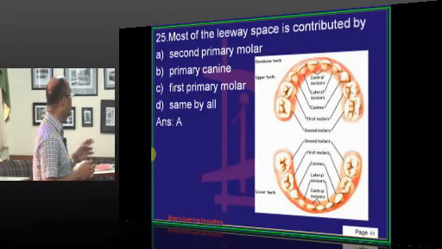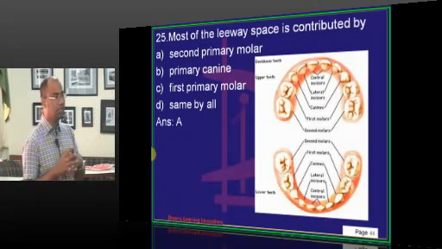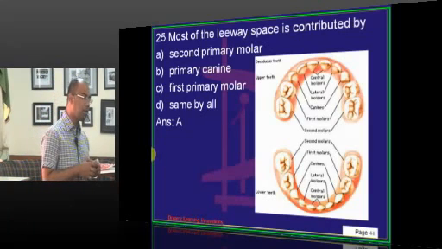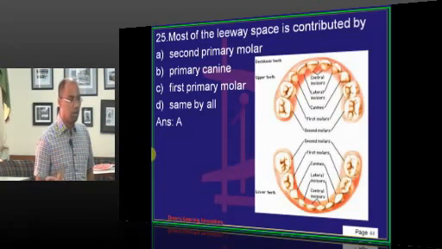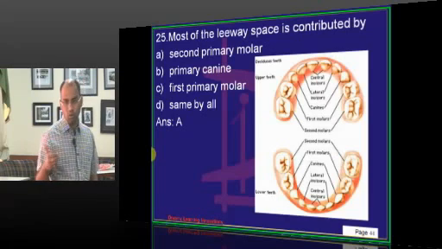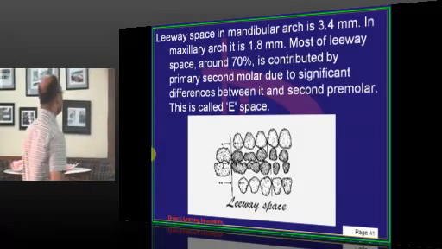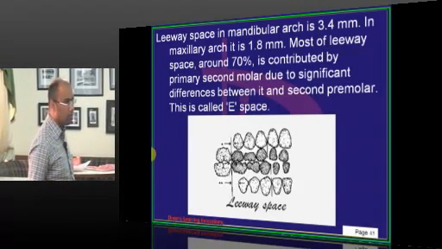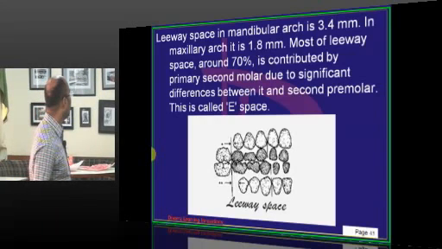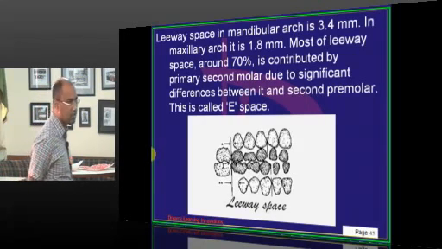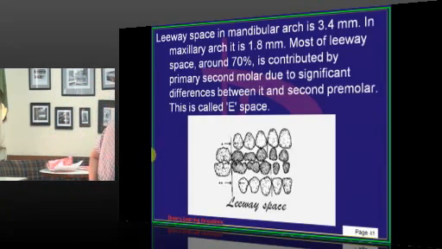So the mesiodistal width of the second primary molar is the one which contributes to the leeway space. The mesiodistal width of the second primary molar is more when compared to the corresponding succedaneous second premolar. So that contributes more to the leeway space. The leeway space in the lower is around 3.4 millimeters for the entire arch, and 70% of it is contributed by your primary second molar. So it is also called as E space or leeway space of Nance.